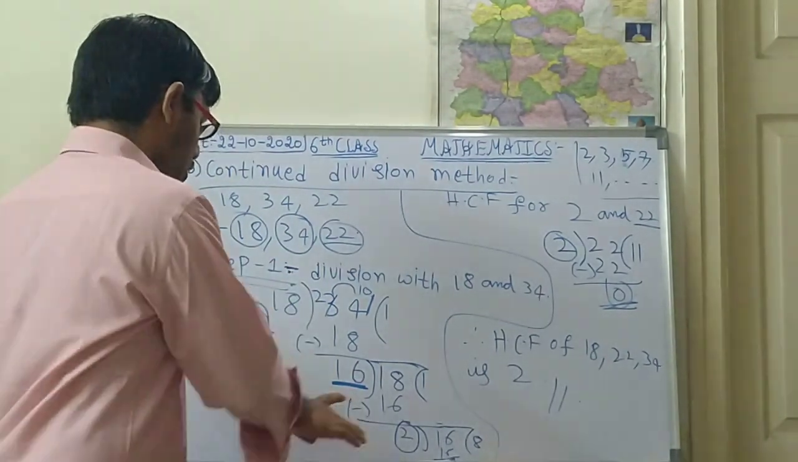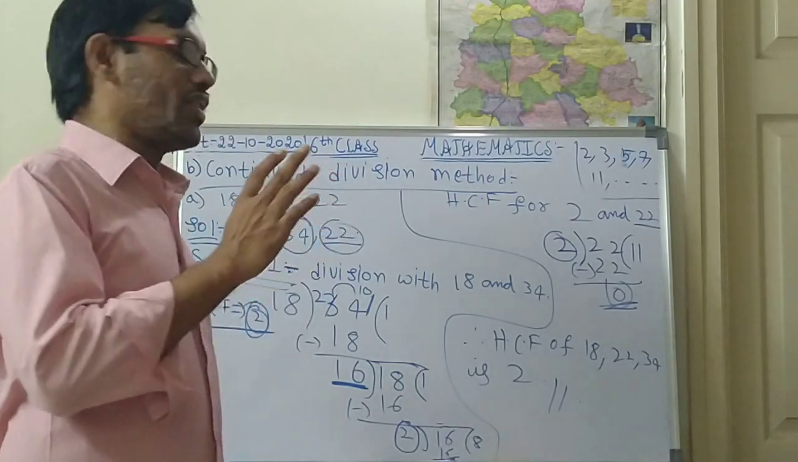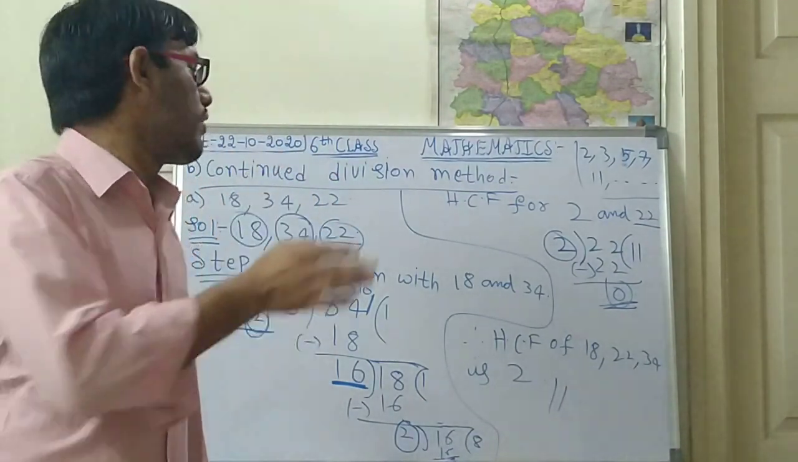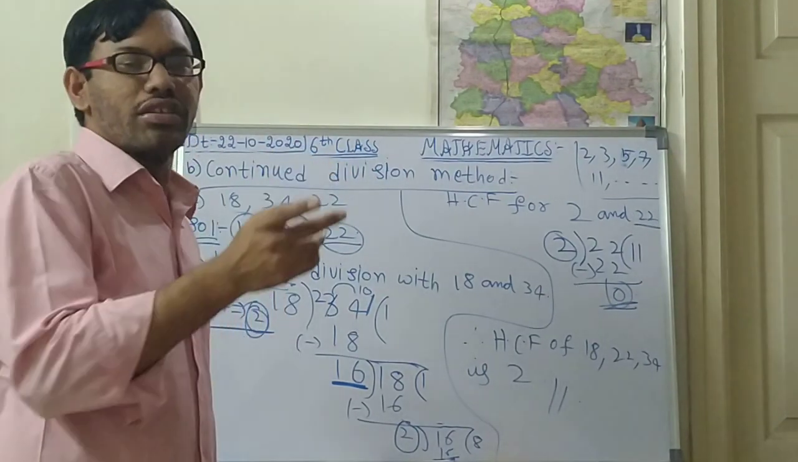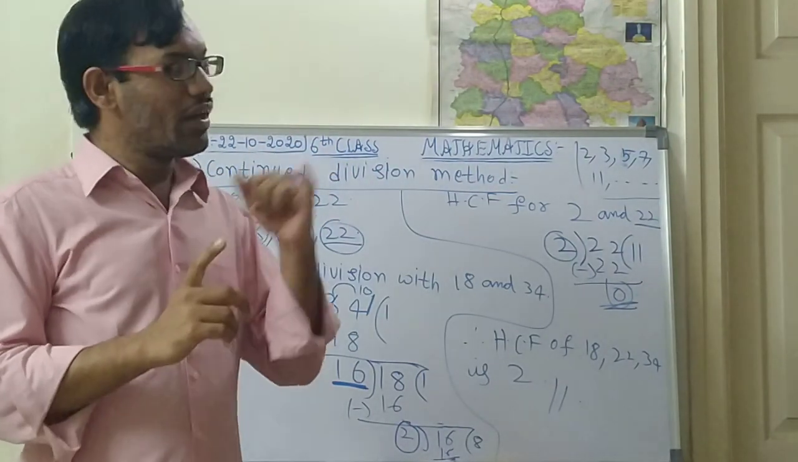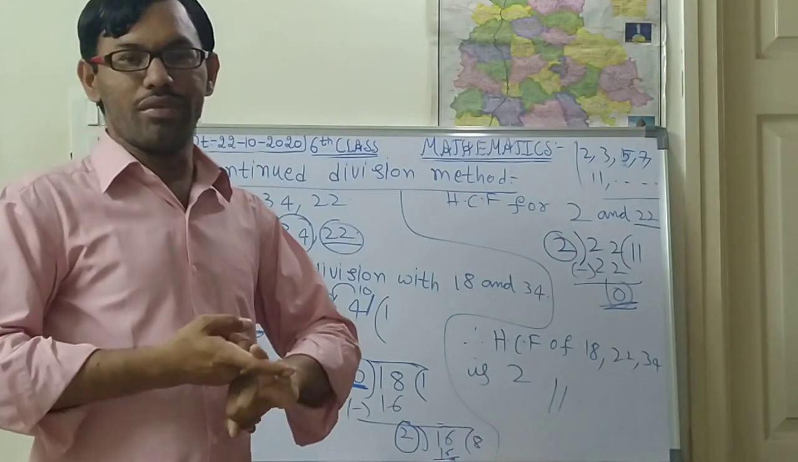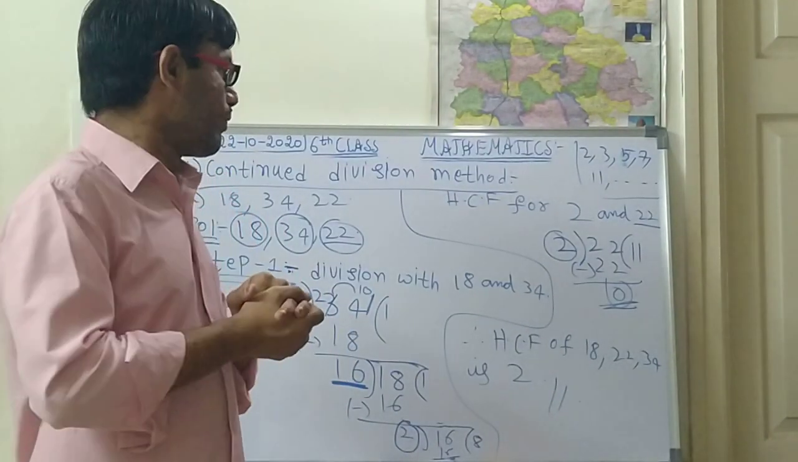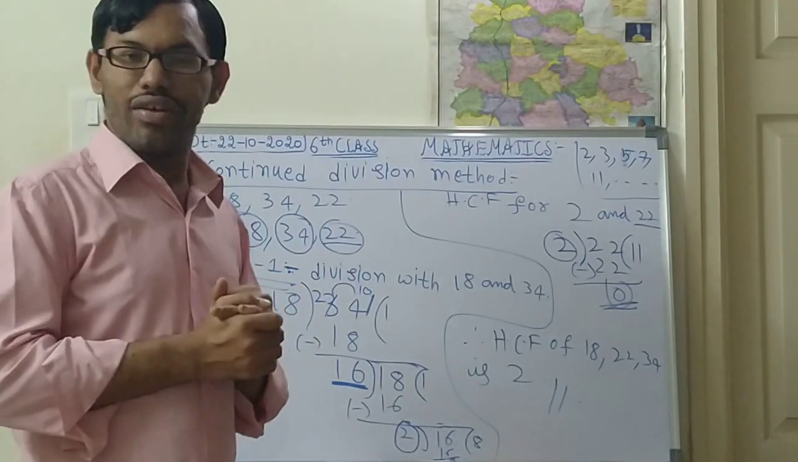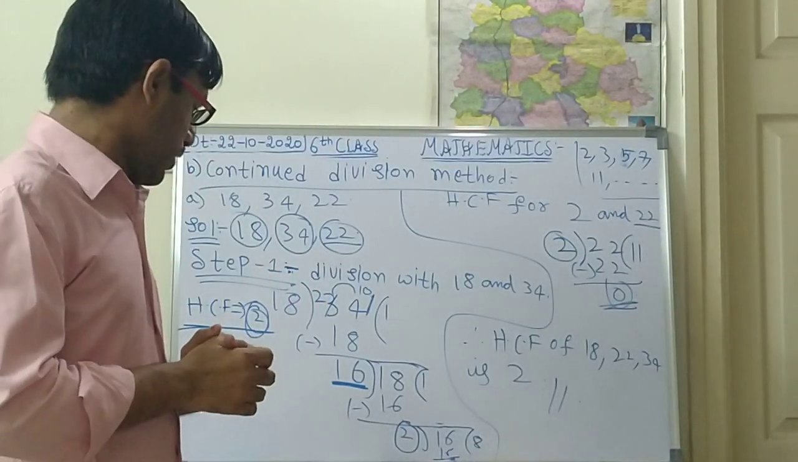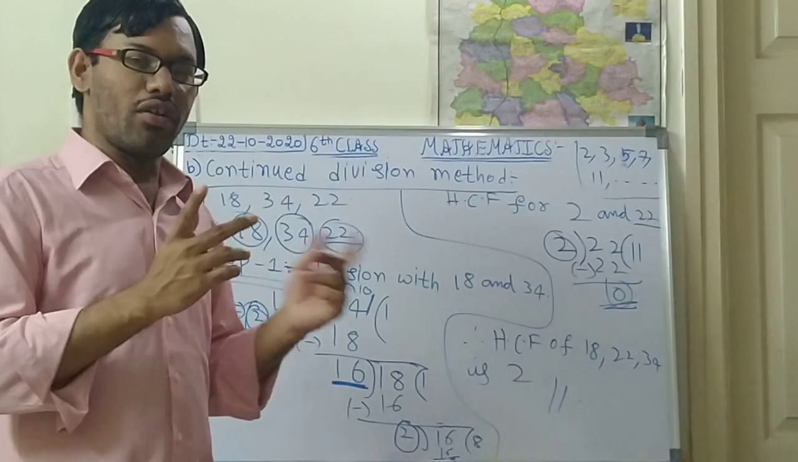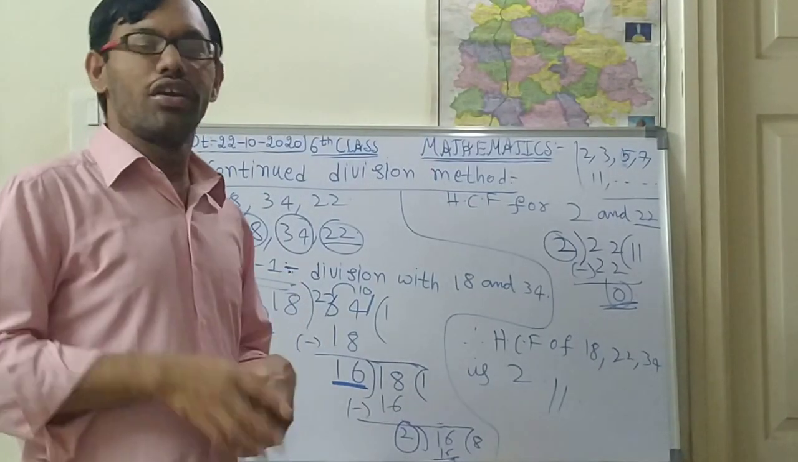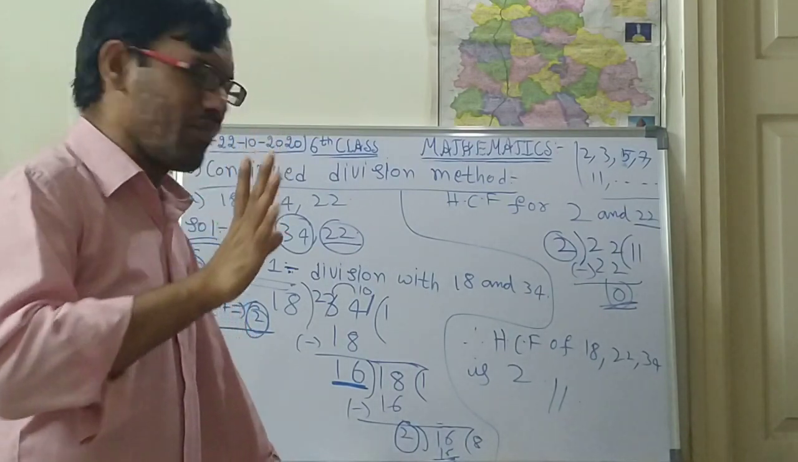So like this, you are supposed to find the highest common factor in two methods: the prime factorization method and the continued division method. These are the two methods, children. I think you have understood very clearly. For two numbers we have done it. If there are three numbers, it is the same as this. If there are four numbers, also the same.